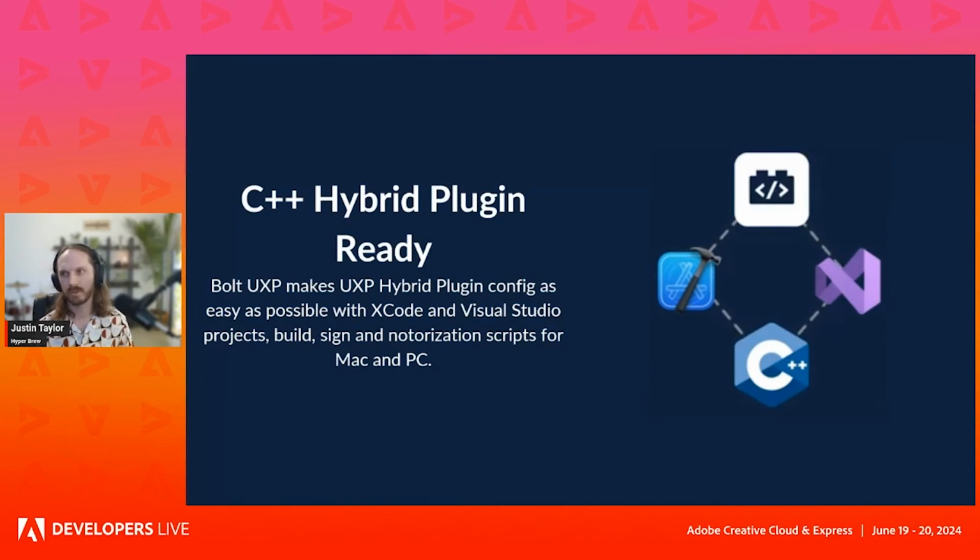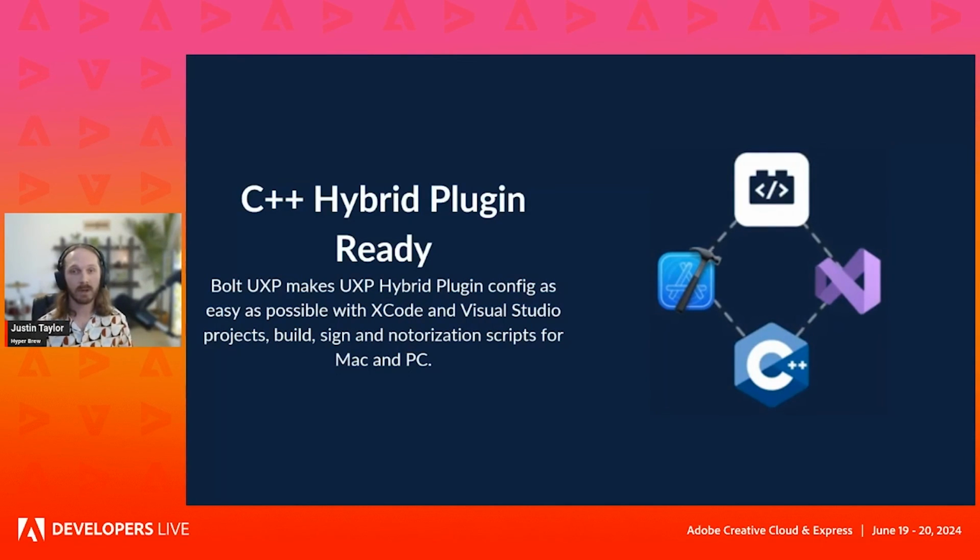Even if you're used to building C++ plugins, there's a lot of things that need to be just in the right place. The binaries have to be built the specific way for the specific platforms, signed, all that kind of stuff. So we just wanted to make that process as easy as possible for the developers. So Bolt UXP, if you enable it, has a C++ hybrid option that you can turn on. And if you do, then it's going to provide you with project files for Xcode and Visual Studio, as well as scripts to build and sign and notarize for Mac and PC, which is something you need to do. And then also, if you're just not interested in doing hybrid plugins, you can turn it off.